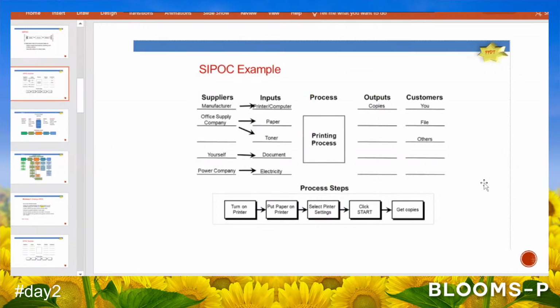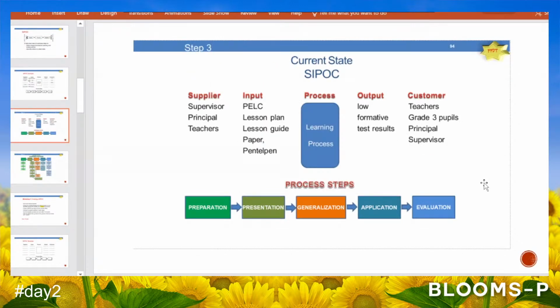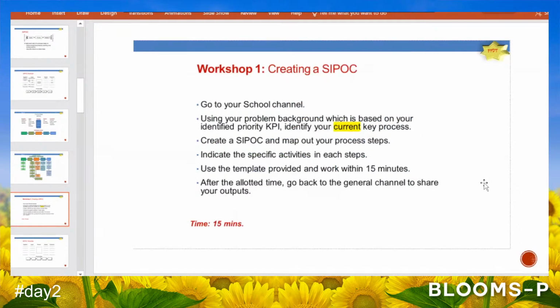I want you to see on this. You are already having this problem background within you. So make this example a SIPOC example. After making a SIPOC example, you do the process steps. You look at below the SIPOC example. So I want you to indicate the specific activities in each step. So use the template provided and work within 15 minutes. After the allotted time, go back to your general channel to share your outputs. So for a while.